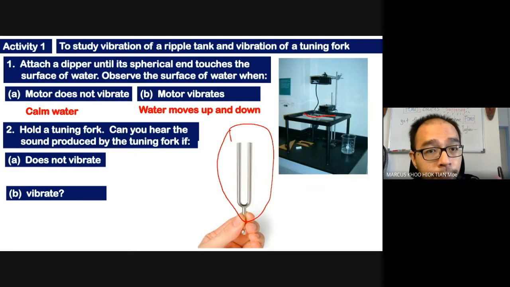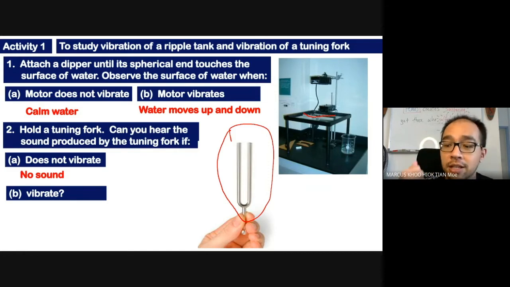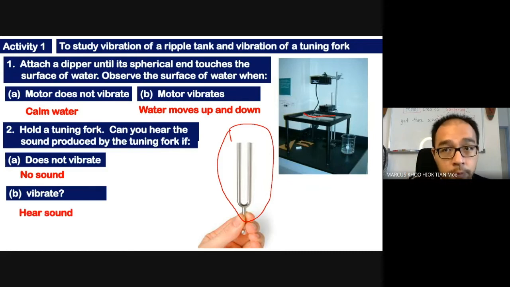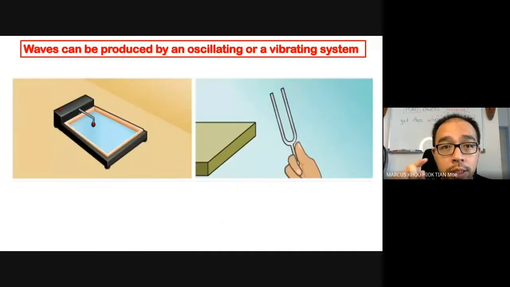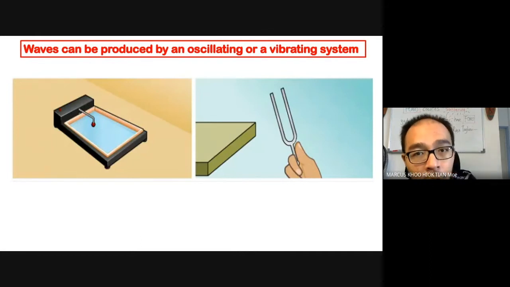But can you hear the sound produced by the tuning fork if it does not vibrate? Obviously, there will be no sound. If it's just a tuning fork on its own, it's not going to produce any sound. But when you hit it on a table and it is vibrating, as long as it is vibrating, you will hear the sound. So again, waves can be produced by an oscillating or vibrating system.